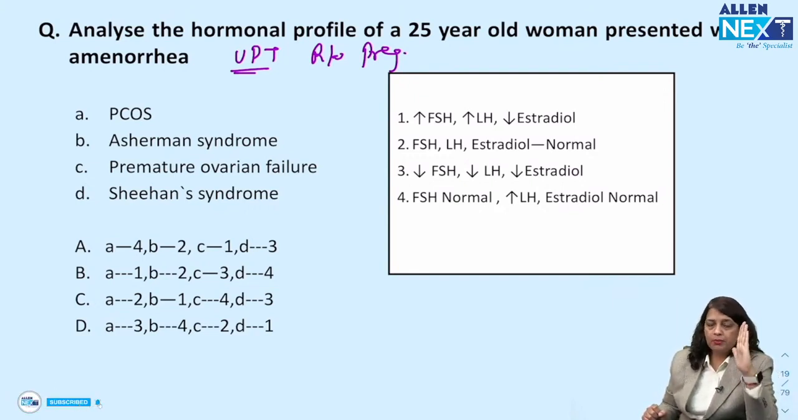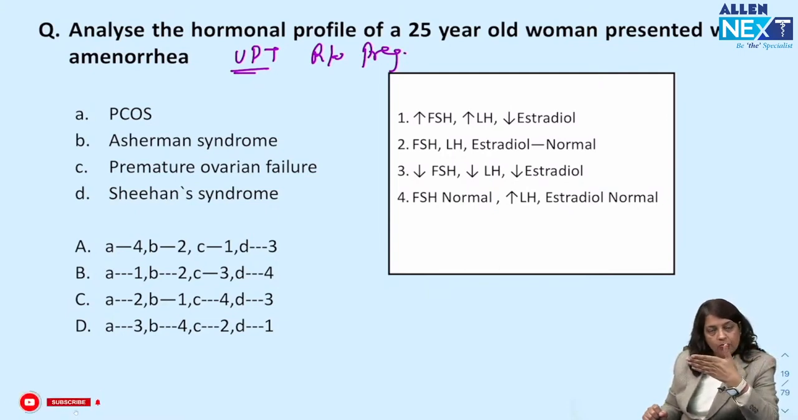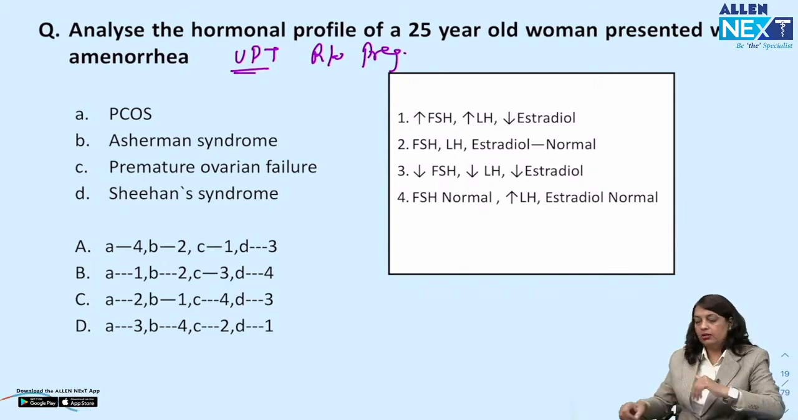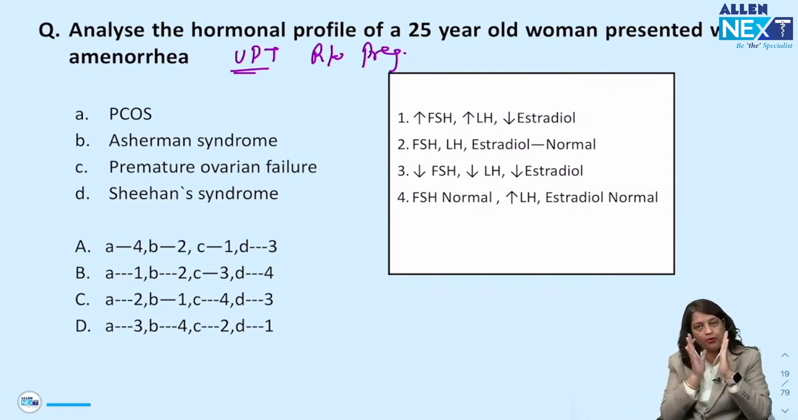Here, most important cause for secondary amenorrhea lies, that is polycystic ovarian disease. Next cause can be primary ovarian insufficiency or premature ovarian failure, or at the level of pituitary, it can be Sheehan syndrome or hyperprolactinemia. At the level of hypothalamus, there is GnRH deficiency because of stress, exercise, anorexia nervosa, etc. Now, let us see which hormonal profile matches here.